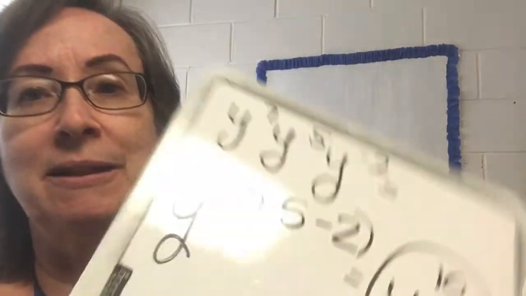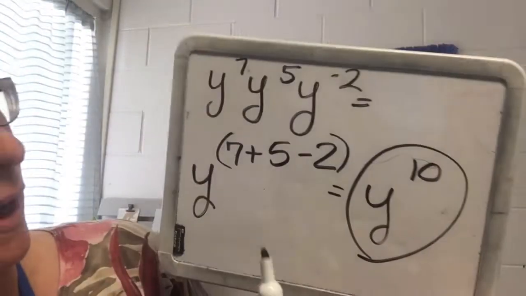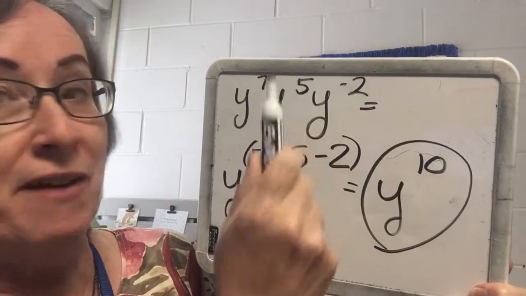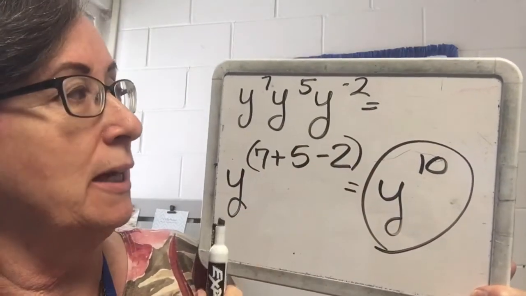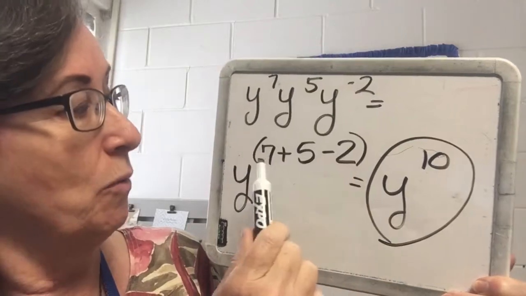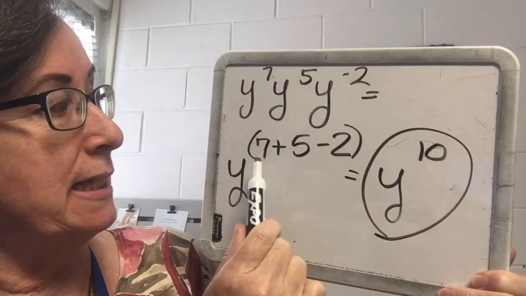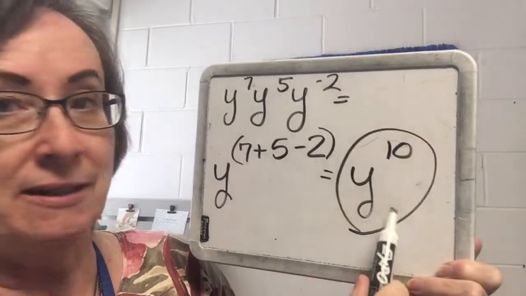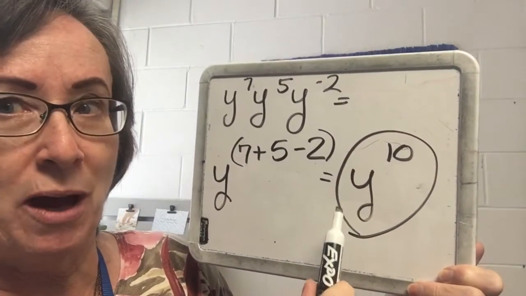Okay, on the next one, we have 3 bases, y to the 7, y to the 5, y to the negative 2. Since they're all the same, we're going to add the exponents together. 7 plus 5 minus 2 is 12, minus 2 is 10. So the answer is y to the 10.